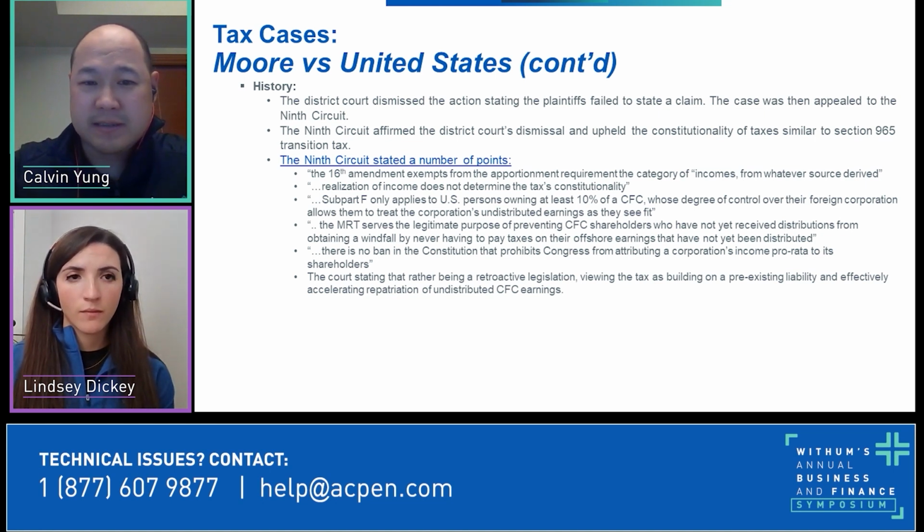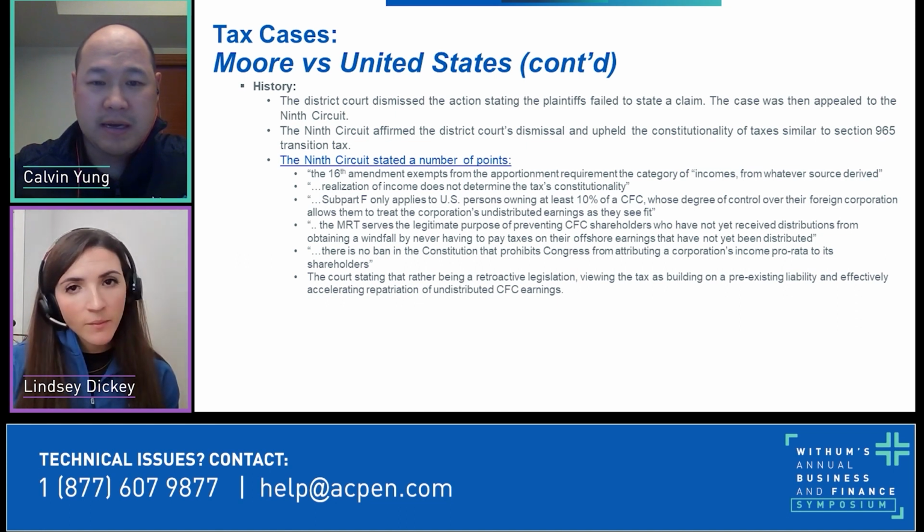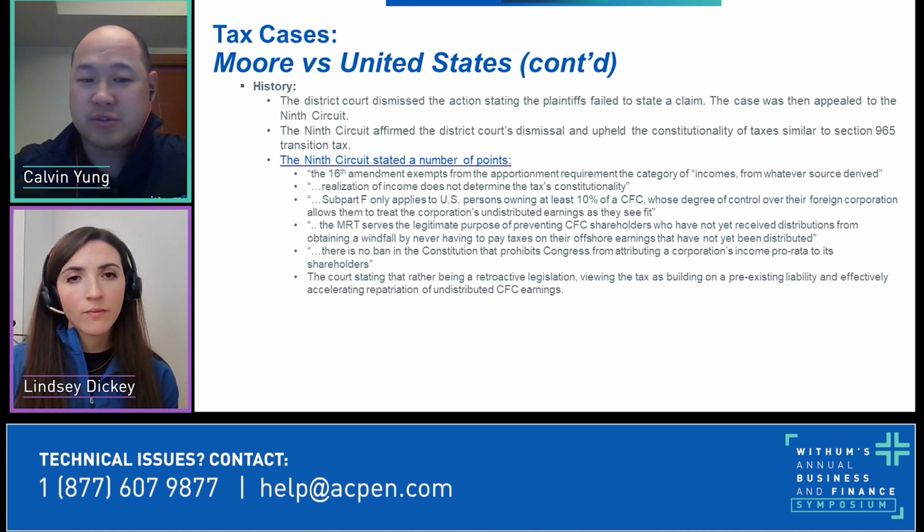And a couple of interesting excerpts from the case. We listed a couple here below on the slide. The first statement they made: the 16th Amendment exempts from apportionment the category of incomes from whatever source derived. So that's saying what I mentioned before, that only an income tax doesn't have to be apportioned, but all other taxes do. And they also state that the realization of income does not determine the tax's constitutionality.